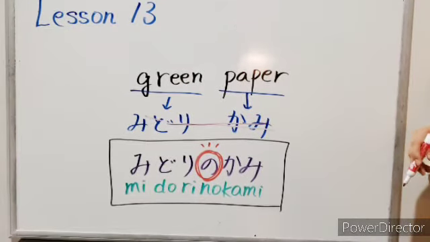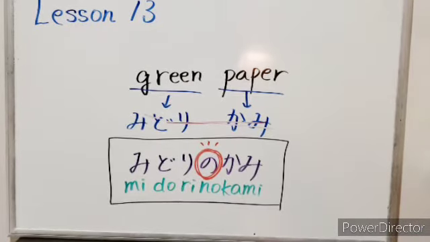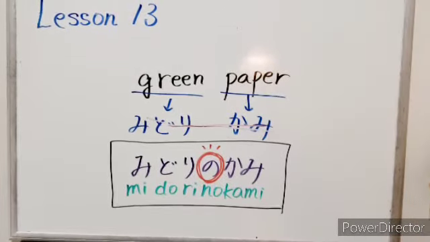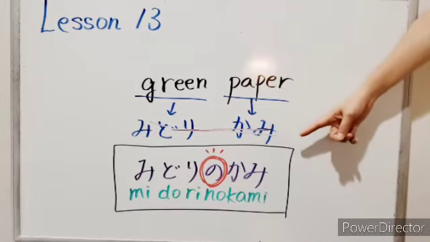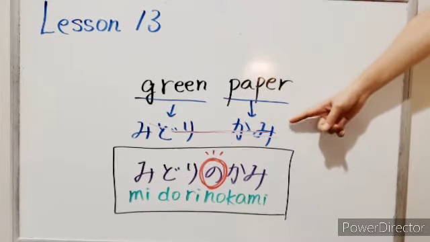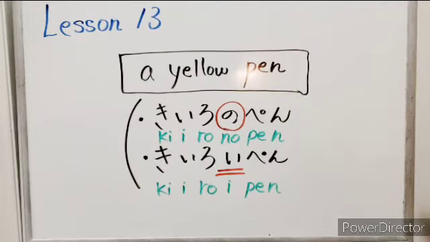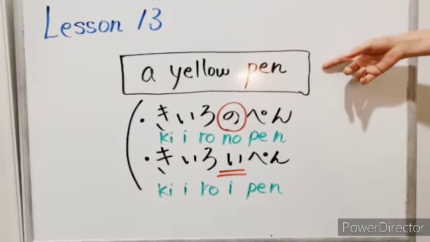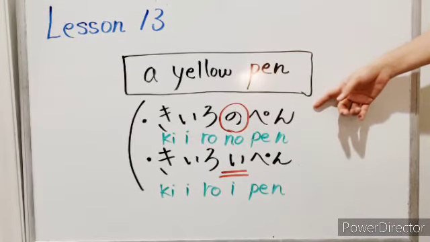When you want to describe the color of an object, you need to add no at the end of the color. For example, in this case, you need to say midori no kami instead of midori kami. Another example, when you want to say a yellow pen, you can say 黄色のペン.